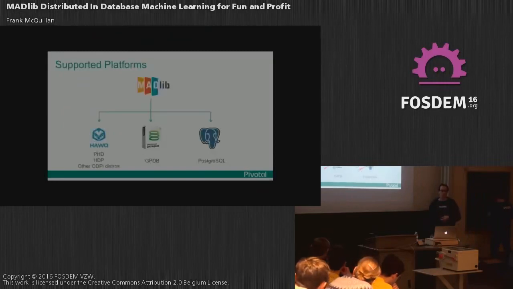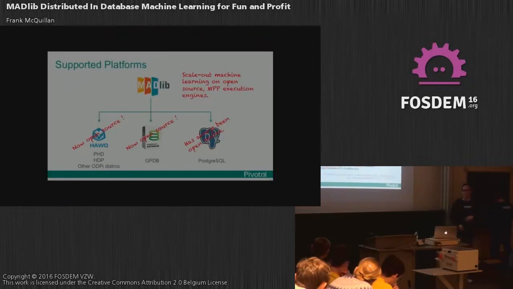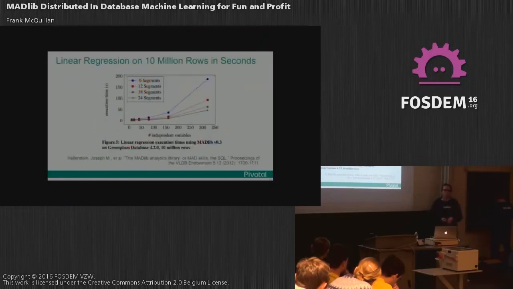So these are the supported platforms. As I mentioned, both Hawk, Greenplum Database, and Postgres, they're all open source. So, scalability.